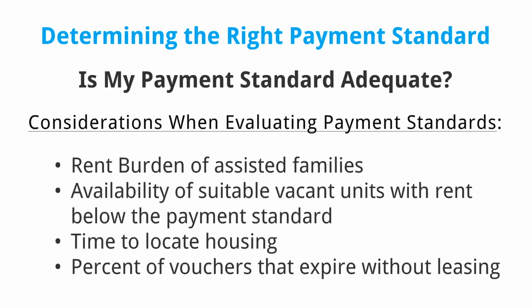In addition to ensuring that the payment standards set by the PHA are within the basic range, PHAs also should determine if its payment standards are adequate overall and for each unit size. Several factors should be considered when the PHA is reviewing the adequacy of its payment standards. These include an analysis of rent burden, availability of rental units below the payment standard, average time to lease a unit, and how often families with vouchers are unable to lease a unit.